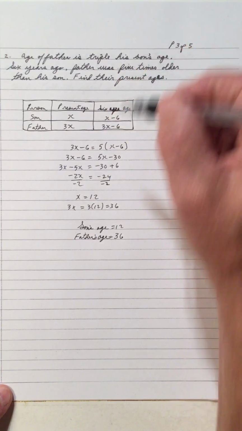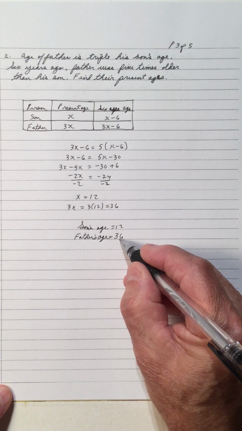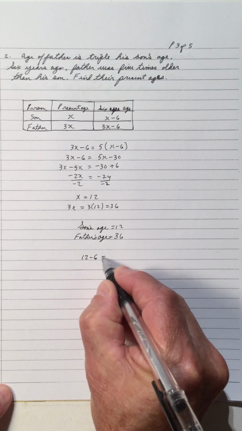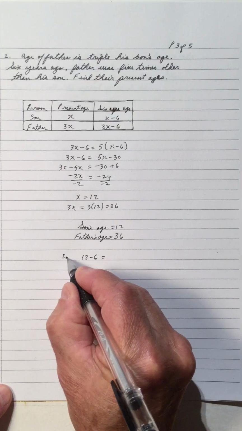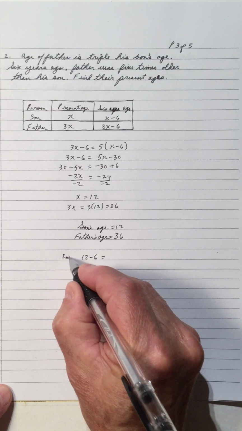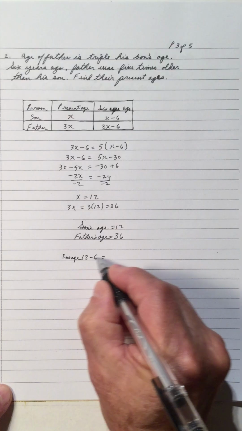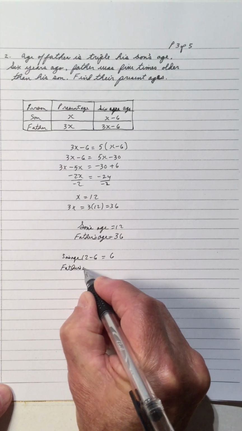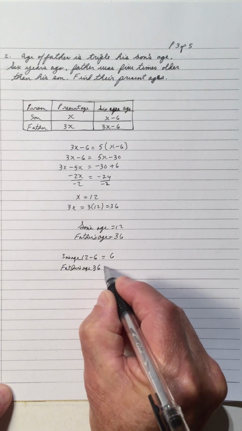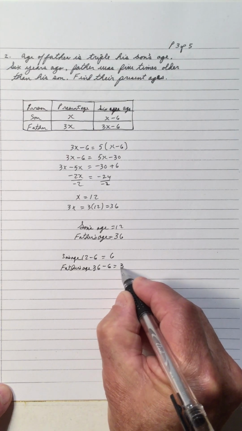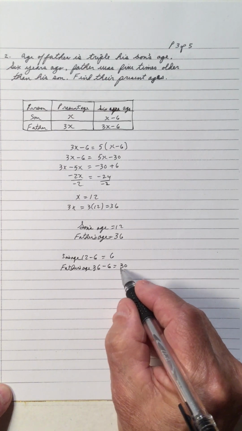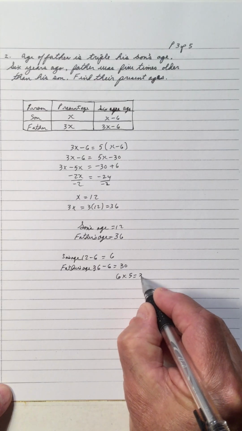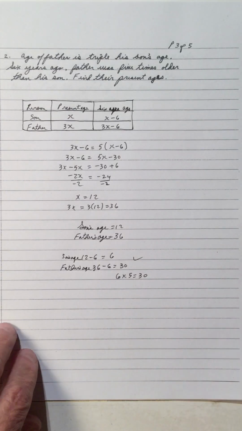The father is 3 times older than the son, so 3 times 12 is 36. 6 years ago, the son's age was 12 minus 6, which is 6. The father's age 6 years ago is 36 minus 6, which is 30. And notice that the father is 5 times older than the son, so 6 times 5 makes 30. So we checked it all out.